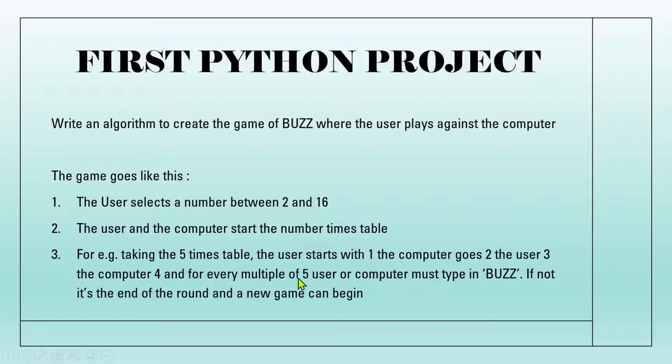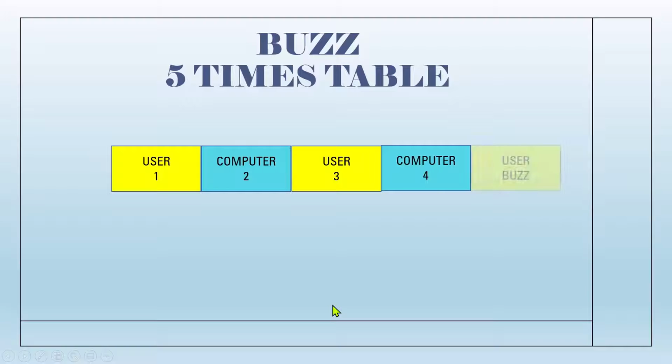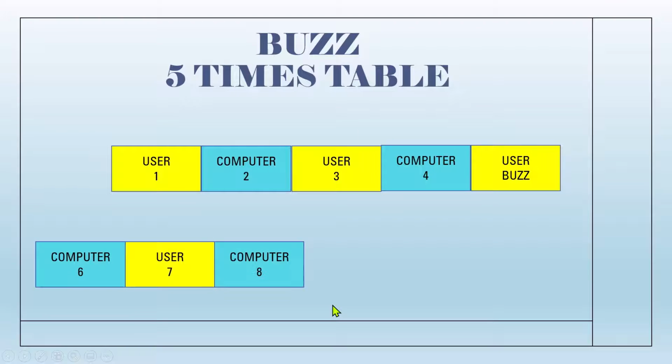And then when they reach a multiple of 5, both user or computer, if it is their turn, that is, must type in buzz. If not, it's the end of the round and a new game can begin if the user so wishes. So now just to give you a visual of how this will work, user types 1, computer 2, user 3, computer 4, user should say buzz or type in buzz. If not, the game is over. Computer types 6, user 7, computer 8, user 9, computer buzz. So something like this.